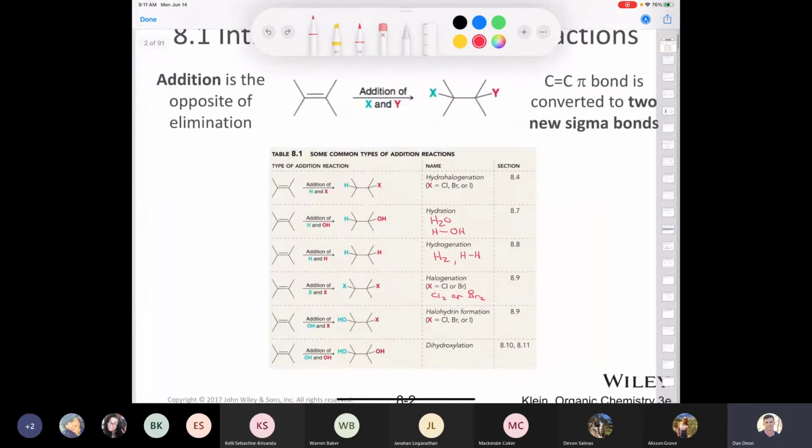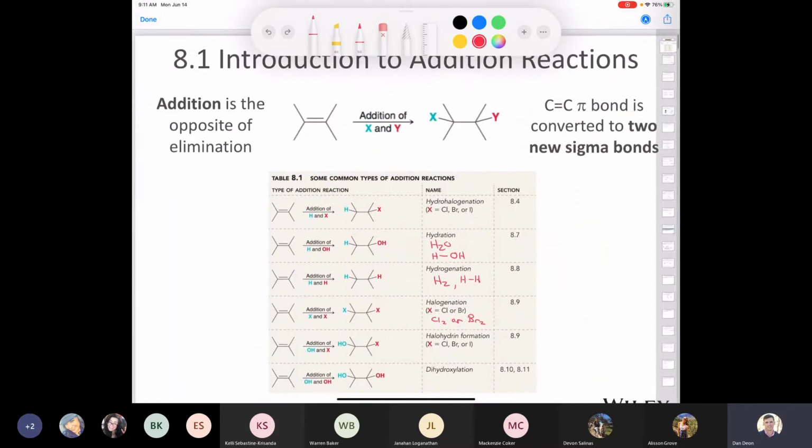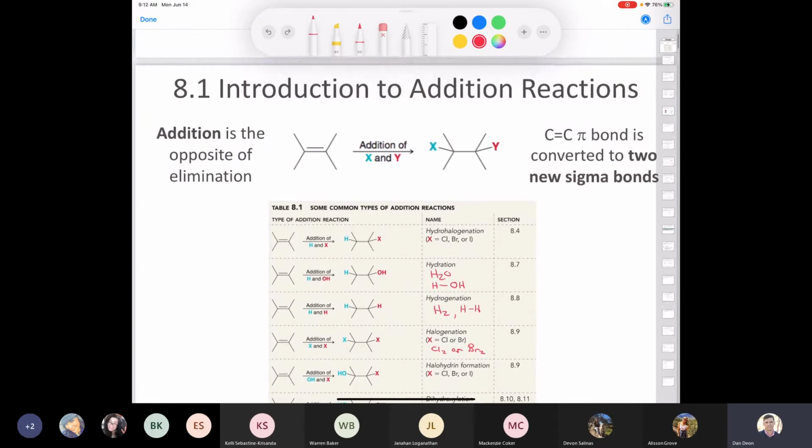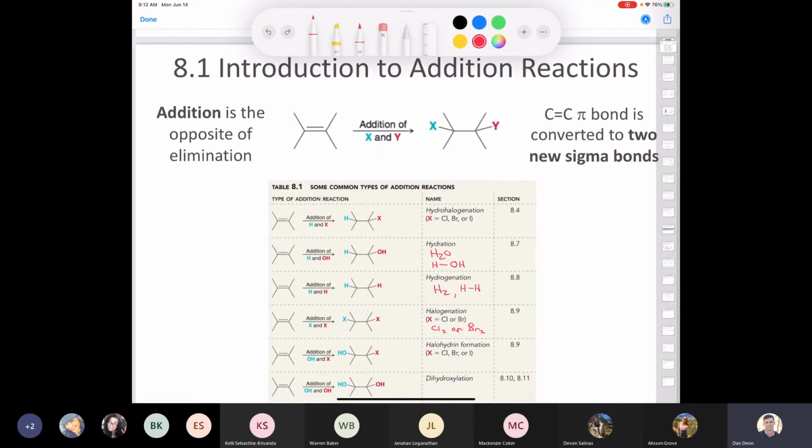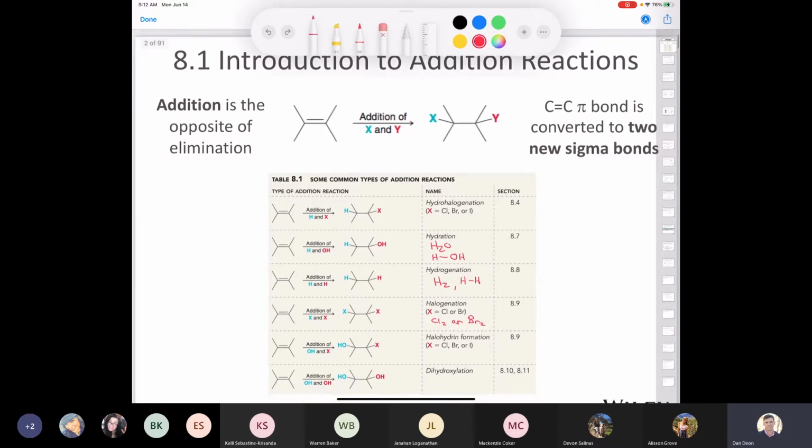Of course, this is not an exhaustive list. Organic chemistry has been studied for a long time now, over a century, and so chemists have come up with all kinds of addition reactions. But these are key reactions that all organic chemists need to learn.